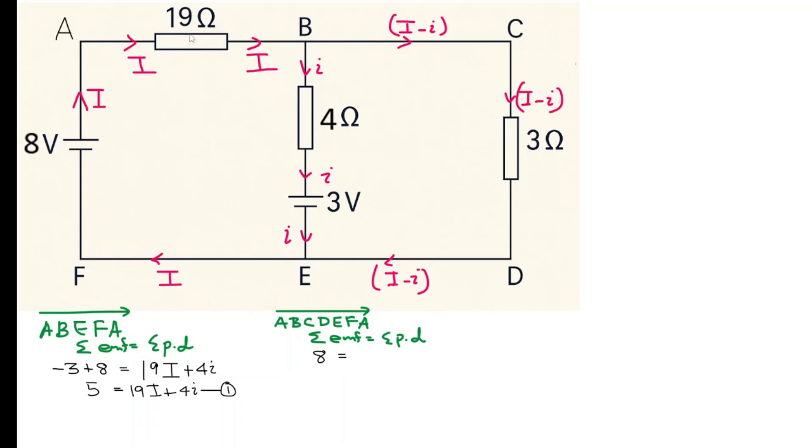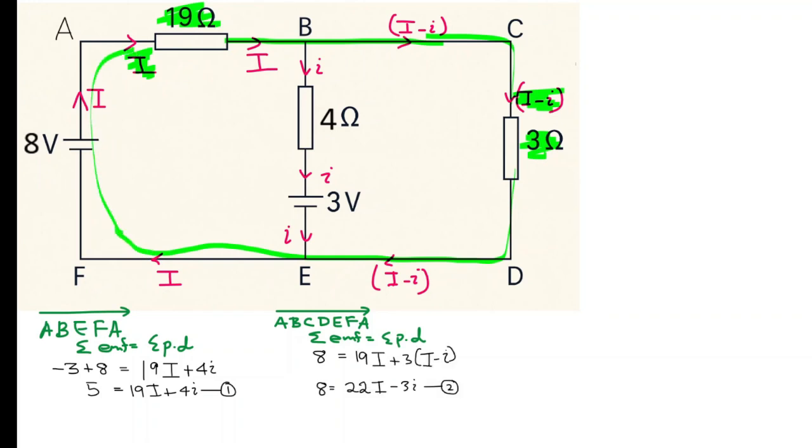Now let's do another walk. Starting from A, I got 19 capital I plus, I'm just walking here, 3 I minus I, and that's it. So let's write this down. So 8 is equal to 19 and 3, 22 capital I, take away 3 lowercase I. Now, I got two simultaneous equations and I'm just going to solve them.